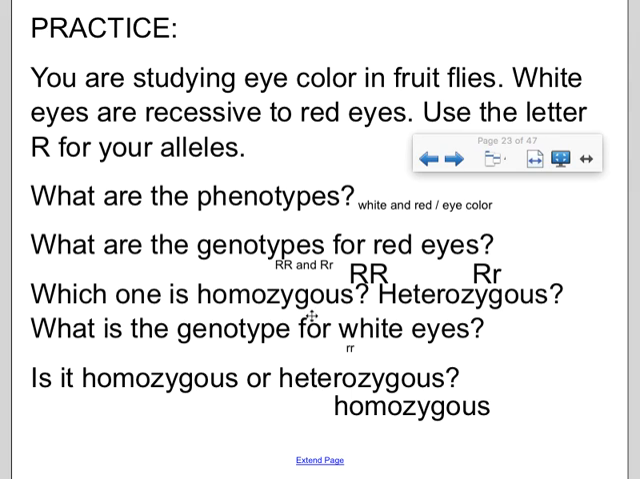Wait, would big R be homozygous? Yep, big R is also homozygous. For all of them, it's always like little R, big R, big R, big R, little R. So how do you know which one it is, hetero or homo? Hetero means that you're going to have a big letter and a small letter. And then homo means it could be big letter, big letter, or small letter, small letter.